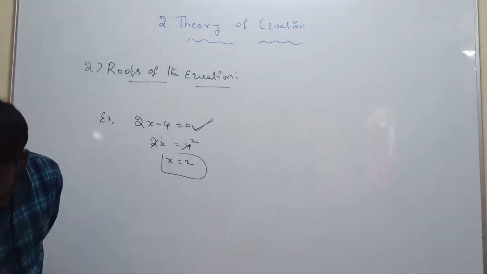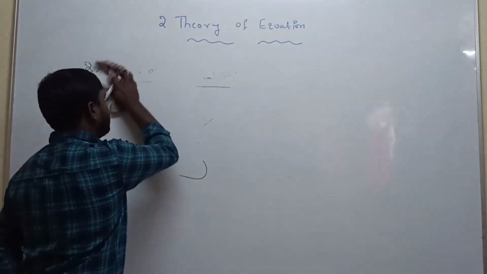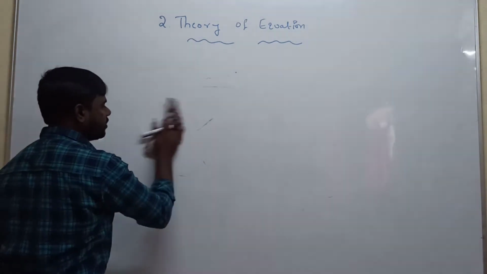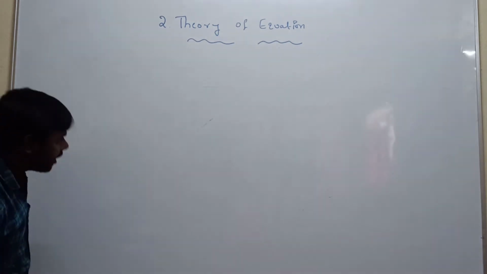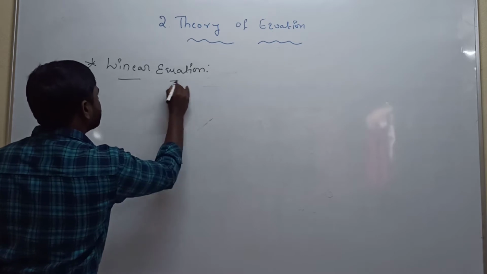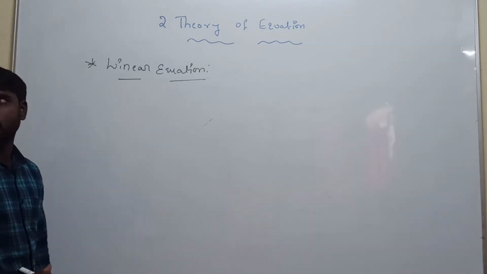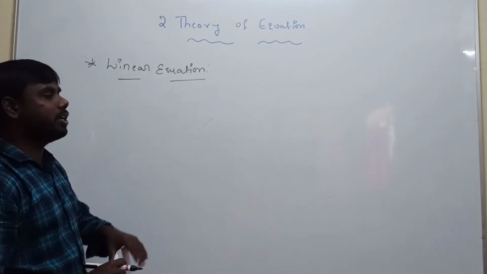You understood? The third one, the most important definition, is the linear equation. Very important definition. So what is the definition of the linear equation? A polynomial equation of degree 1 is called a linear equation.